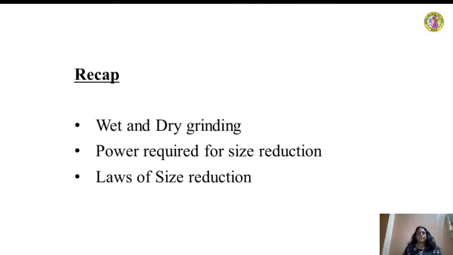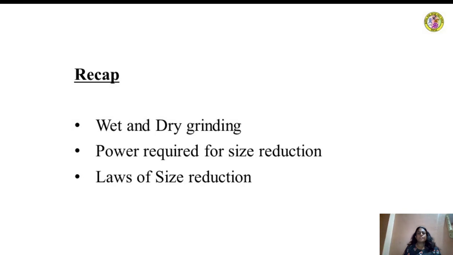In the last session, I taught you about the methods of grinding, that is wet and dry grinding. When we call a grinding operation a wet grinding and when we can consider it as a dry grinding, that thing we learned in the previous session. We also learned the relative merits and demerits of wet and dry grinding methods. After that, we had a brief discussion on the power required for size reduction, that is how to estimate the power required to get the size reduction done for a material using a particular size reduction machine.